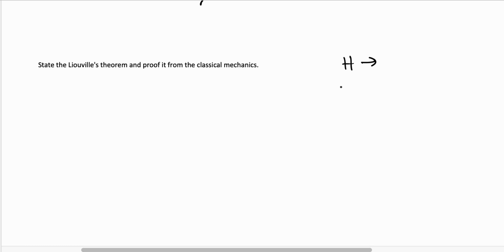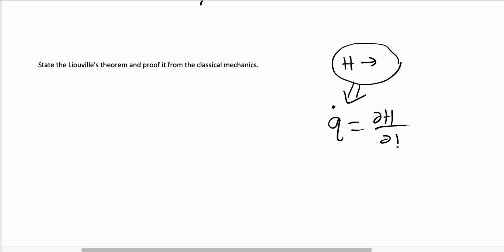I think all of you know what a Hamiltonian system is. In the Hamiltonian system we can express qi dot as del H by del pi, and pi dot is equal to minus del H by del qi. qi is the position of the particles.